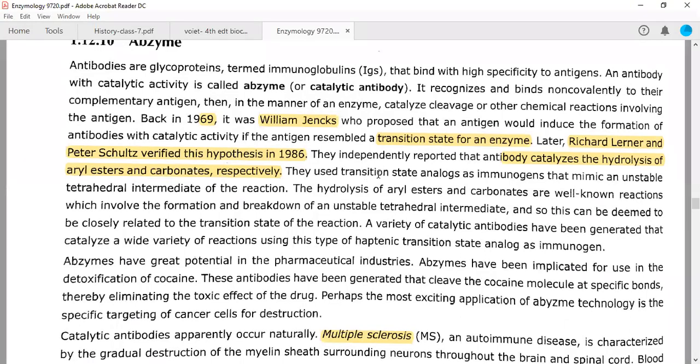They used transition state analogs as immunogens. Now, one more important thing: what is an immunogen? What is an antigen? From the first chapter of QA, you will get this.